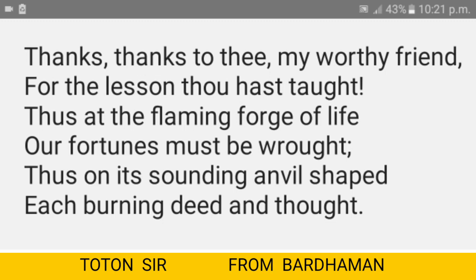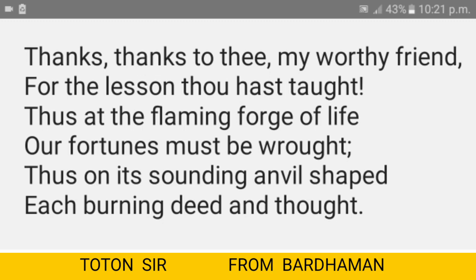Now let me recite the next stanza of the poem. Thanks to thee, my worthy friend, for the lesson thou hast taught. Thus at the flaming forge of life, our fortunes must be wrought. Thus on its sounding anvil shaped, each burning deed and thought. And this is the last stanza of the poem, which by all means is the most important one.